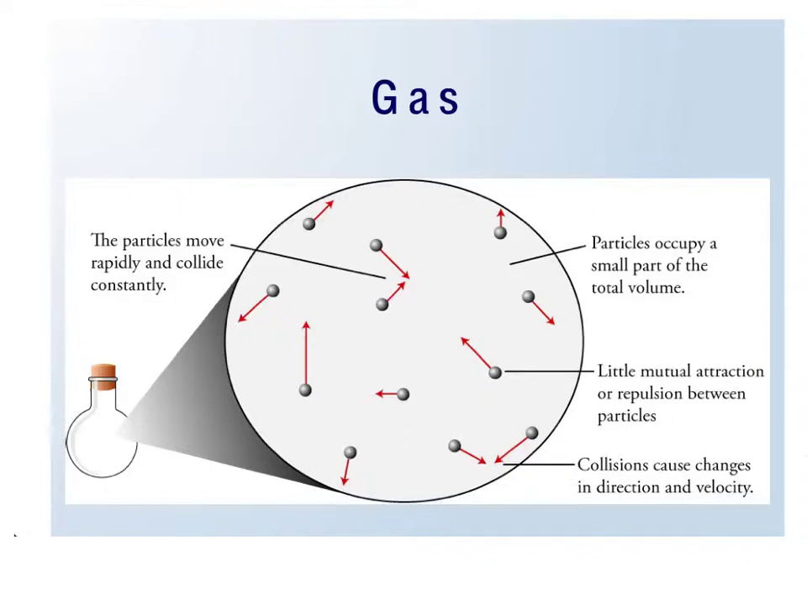Alright, gas particles. The particles will move rapidly and also collide constantly. They have a total volume of the volume of their container. Particles will occupy a small part of the total volume because we have a lot of empty space between the gas. There's very little mutual attraction or repulsion between the particles, meaning we're not going to count the collisions between the particles. And they also cause changes in direction and velocity.